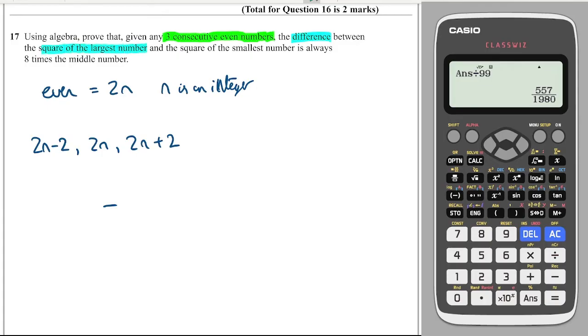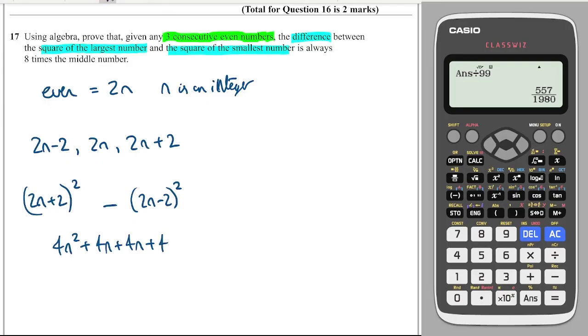I want the square of the largest number, so I can do that. The largest one is definitely 2n plus 2, and I'm going to square it, and then the square of the smallest number, which will in this case be 2n minus 2 squared. So let's calculate what that is. Multiplying out these brackets is going to give me 4n squared plus 4n plus another 4n plus 4. That's multiplying out the first bracket. The second bracket is going to give me 4n squared, minus 4n minus another 4n, and plus 4.